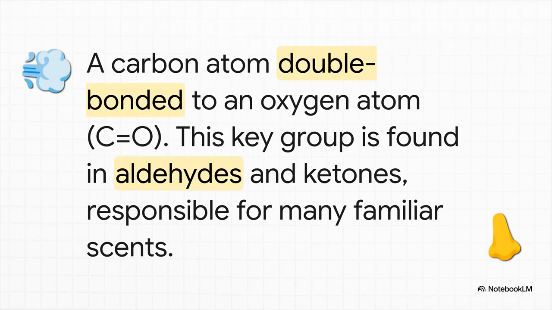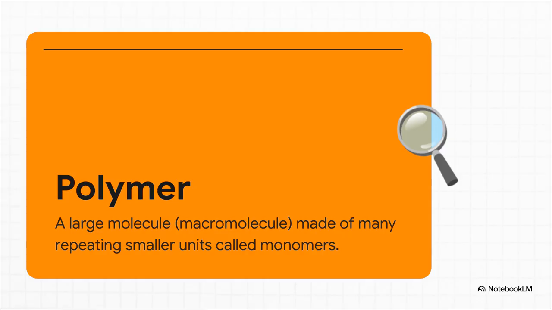Now, what happens when you link a bunch of these small carbon-based molecules, we call them monomers, together? You get a polymer. It's just like taking individual paper clips and linking them together to form a long, strong chain. These gigantic molecules, or macromolecules, are the building blocks for so much of our modern world.